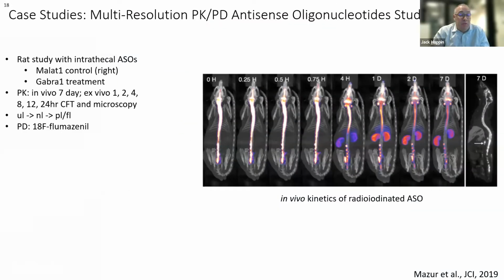And this really is multi-resolution and multi-temporal. The first thing done: there were two ASOs, a control ASO and a GABA1, something that would knock down GABA expression in the brain. The different cohorts involved an intrathecal injection. The team had the capacity to iodinate the oligo with a prosthetic group, as well as having already done a lot of work with fluorescent oligos. So we were studying both radioactivity and fluorophores here.